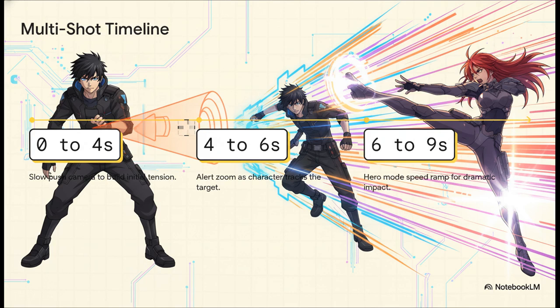By using multi-shot manual modes, you can map out a highly specific timeline. For example, shot 1, from 0 to 4 seconds, might be a slow push camera to build initial tension. Shot 2, cut to an alert zoom as the character tracks a target. And shot 3, hit a hero mode speed ramp for dramatic impact in those final seconds. You are literally crafting an intentional emotional arc across multiple, perfectly stitched clips.